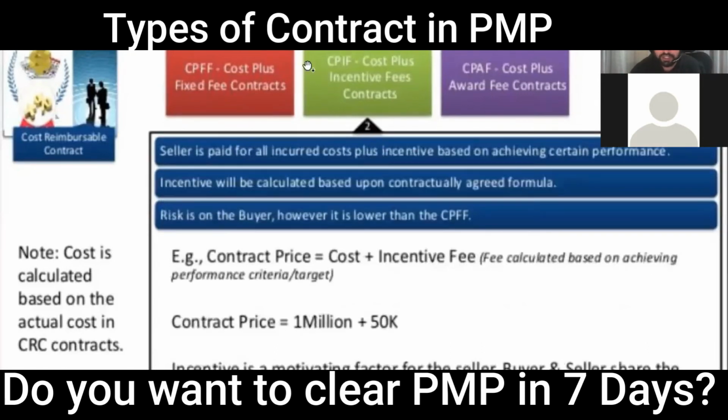In cost plus incentive fee, you add some incentive for completing the work. You give him incentive. Here, the seller also wants to complete the work earlier. So you pay him the fee.